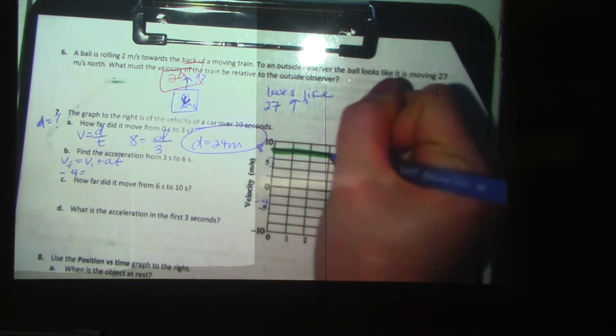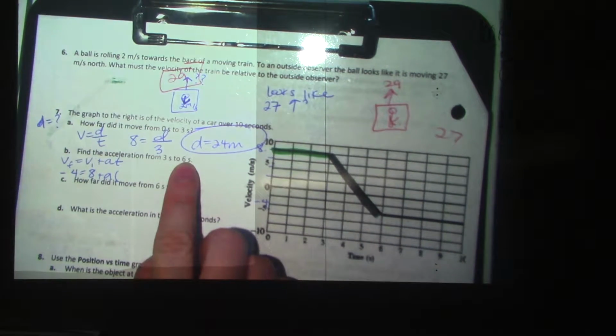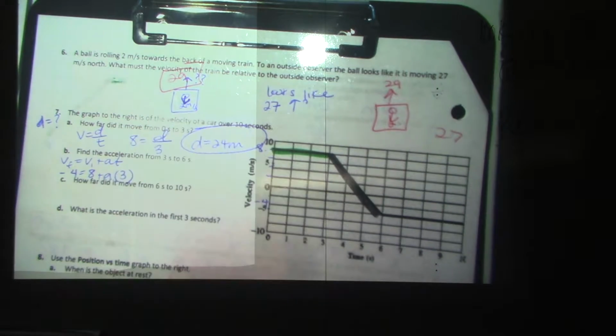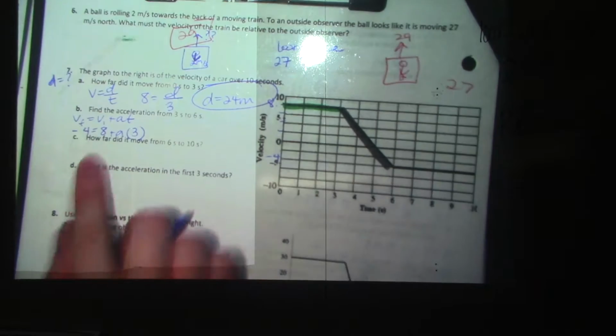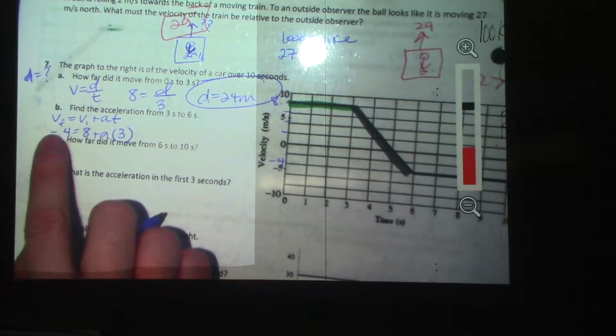Initial velocity for this section is up here at 8 plus a, and 3 to 6 seconds is taking 3 seconds. So the first thing, I need to combine my like terms, so I'm going to subtract this 8 over. 4 minus 8 is going to give me negative 12 equals a times 3. And then now I can divide that 3 over, I get acceleration is negative 4.